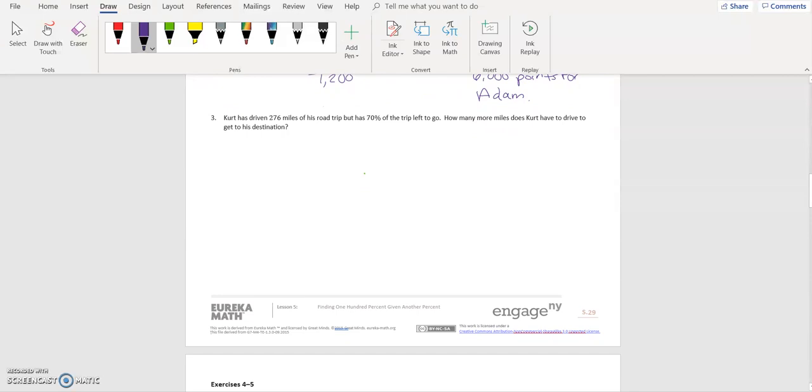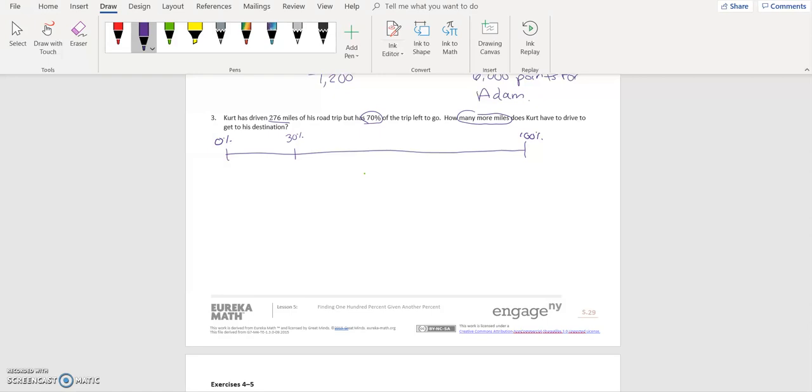Number 3, Kurt has driven 276 miles on his road trip, but he has 70% of the trip left to go. How many more miles does Kurt have to drive to get to his destination? So here's his road. Here's his trip. 100% means he's done. He's made it to his destination. 0% he hasn't started. And we are at 30%, which is about right here. Okay, less than 50, not halfway there.